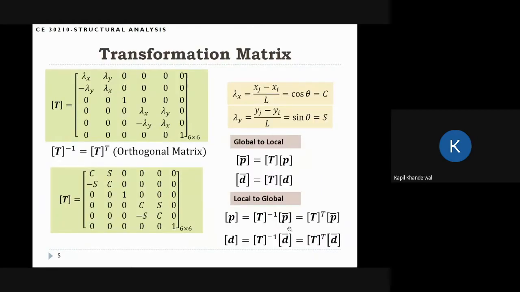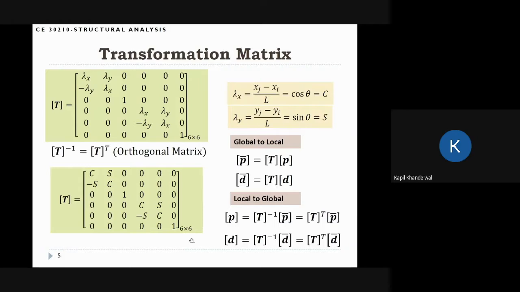And then we introduced the concept of this transformation matrix. And for the transformation matrices, when we are doing the problems by hand, instead of using lambdas, we'll use the orientation angle theta, and we'll try to find cos theta and sine theta. But these are the same things. So we'll work with this 6x6 transformation matrix.